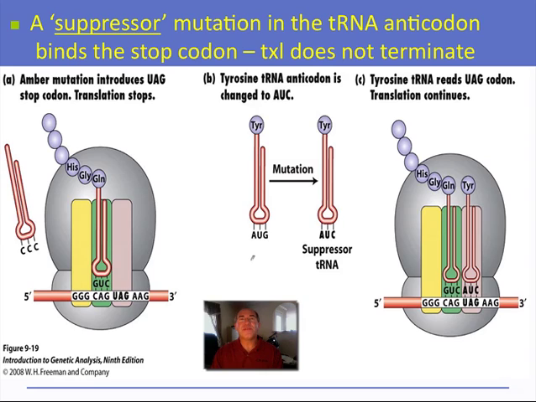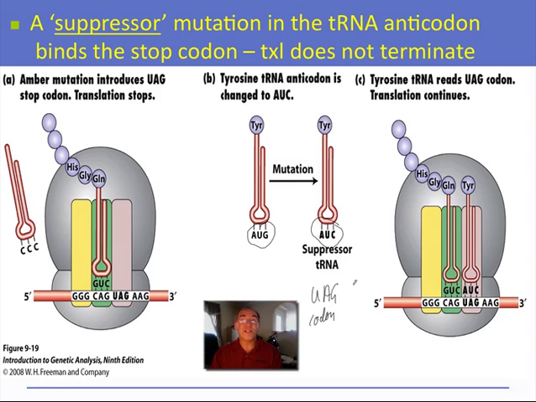What would happen if there was a mutation in a transfer RNA such that it allowed it to bind to a stop codon? Here is such a mutation. The anticodon goes from AUG as an anticodon to AUC as an anticodon. So now it will bind U, A, and G as a codon.